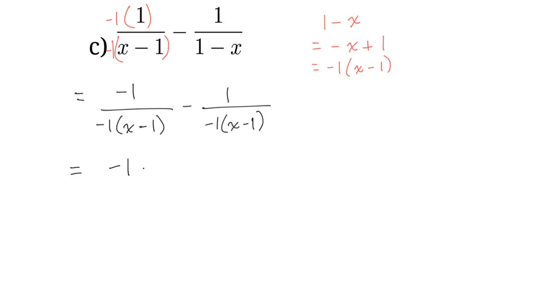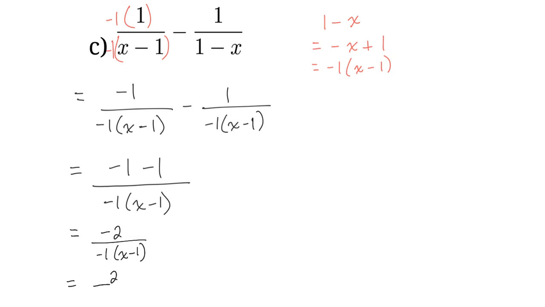So now we have the exact same denominator, and we can rewrite this over our denominator. So it's negative 1 minus 1 over negative 1 times (x minus 1). So when we do that subtraction, that's really just negative 2 over negative 1 times (x minus 1), and we can simplify this, negative 2 over negative 1. So our rational expression is just going to be 2 over (x minus 1). And don't forget to state the restriction on our variable, so x cannot be equal to positive 1.